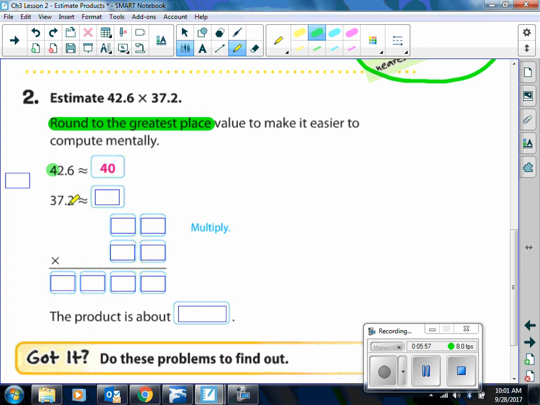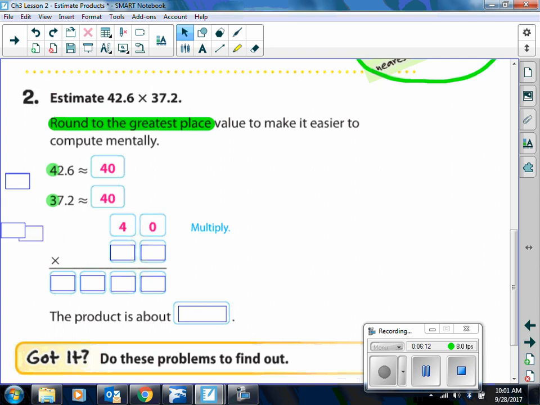And then over here for 37.2, we're going to round to the greatest place value again to the tens. And that's going to also be 40. And then we can multiply. So we're going to multiply 40 times 40, 1,600. Does everybody know the easy way to do that? So 4 times 4 is 16, and then we're going to add 2 zeros. Very good. So our product is about 1,600.